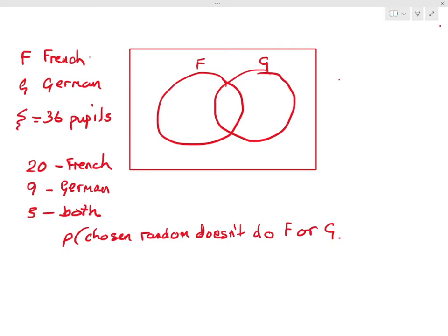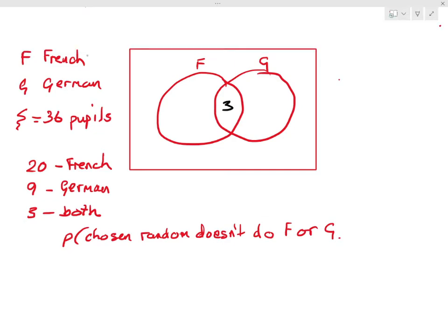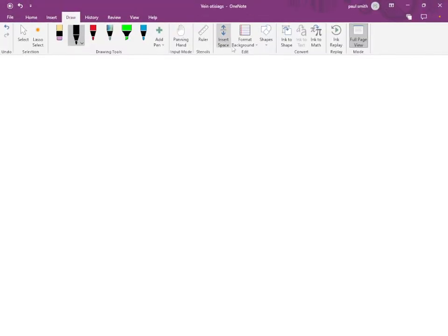Okay, right. Let's fill it in and see what we can do. Okay, so 3 do both. Ta-da! That goes in the middle. 9 people do German, 3 we know about, so that's 6. 20 do French, 3 we know about, so that's 17. So that adds to 26, so there must be 10 people that don't do anything. Probability chosen at random is 10 out of 36. 10 out of 36.